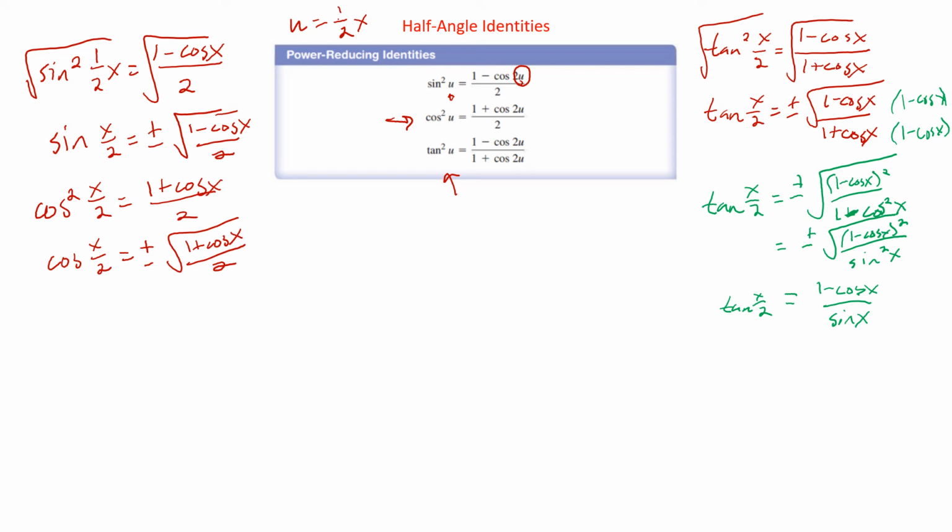And then 1 minus cosine x is always positive, because cosine has to be less than 1. So that won't get negative. So these will have the same sign.